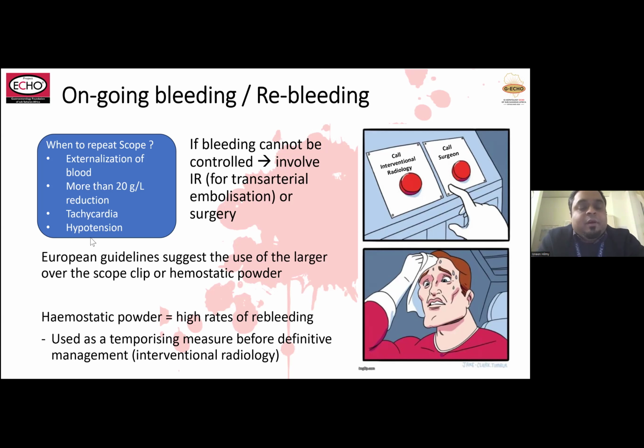And if bleeding cannot be controlled, then we would involve interventional radiology for transarterial embolization, or even call the surgeons to bail us out. And the European guidelines suggest the use of Ovesco or hemostatic powder in these patients until you get a definitive treatment.